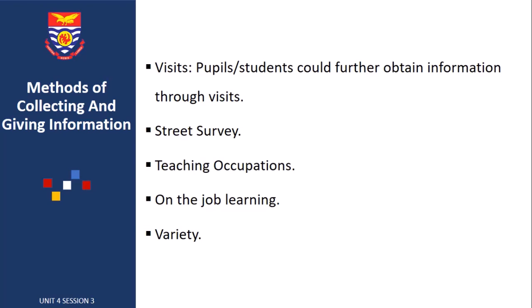Finally, we talk about variety. Other ways of providing information to children include the use of audio-visual aids, for example, slides, films, radio, cassettes, notice boards, and bulletin boards. The computer could also be useful in providing information to children.